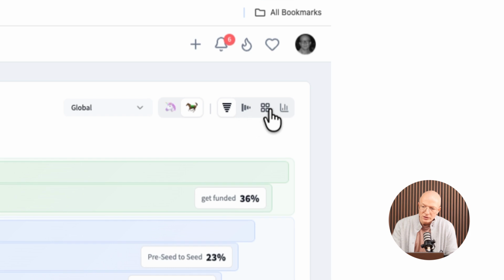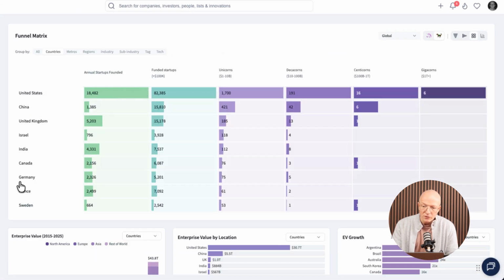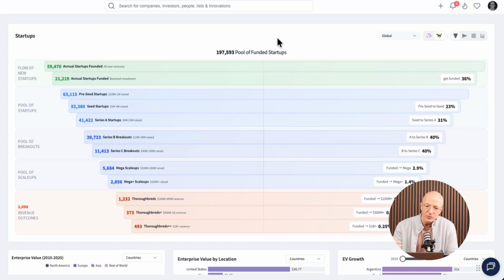On these buttons here, there are also a couple of other ways to look at the data, for example, by geography. So here you can see the United States leading by not only the number of startups founded, but also by the number of bigger outcomes. From top to bottom, from flow of new startups, pool of funded startups to breakout scale-ups, you can see on the right-hand side the conversion or graduation rates between the rounds. We'll get into that in a second.